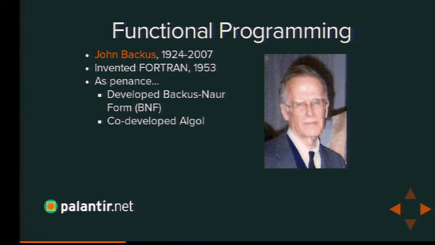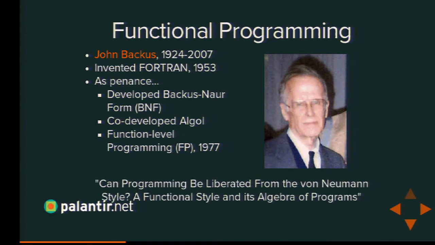He also co-developed Algol, which is a mechanism for defining algorithms. And in 1977, while receiving a Turing Award, ironically, he gave a paper called Can Programming Be Liberated from the von Neumann Style? A Functional Style and Its Algebra of Programs. Functional programming, as a term, came about here. When we say functional, we don't mean that it works. I mean, these programs were working well before 1977.